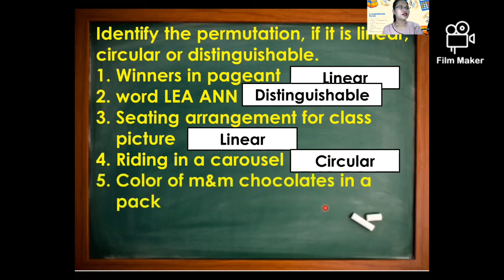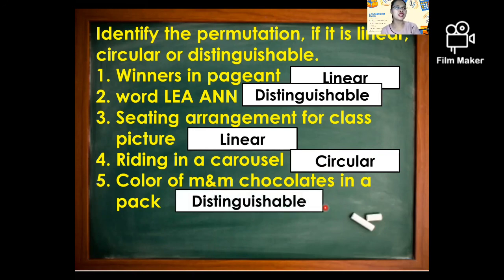Number 5, color of M&M chocolates in a pack. Sa loob ng pack ng M&M's, ilan kaya yung permutation ng mga chocolate na meron doon? Isa lang ba yung kulay ng bawat chocolate? Syempre may iba't ibang kulay siya. So therefore, number 5 is distinguishable permutations. Okay?